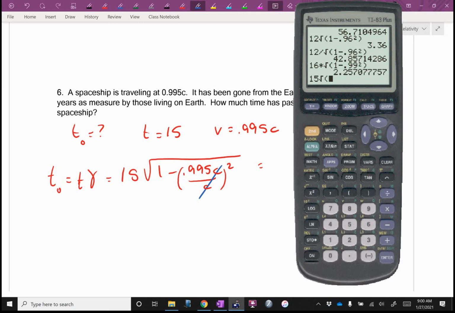By the way, what happens to the lengths of moving objects? Bigger or smaller? Smaller. What happens to the masses of moving objects? Increase or decrease? You said increase?